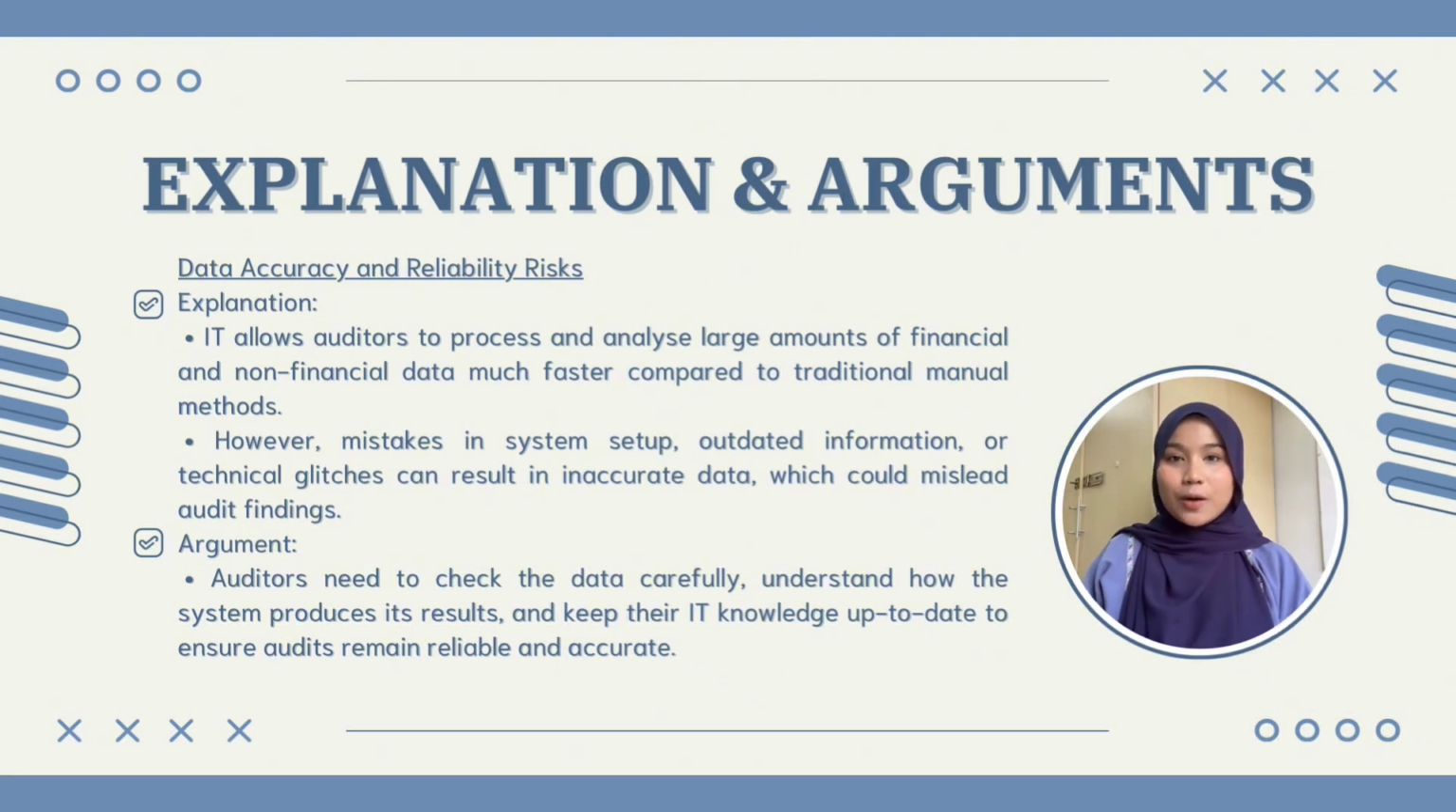Our first issue is about data accuracy and reliability risks. Information technology allows auditors to process and analyze large amounts of financial and non-financial data much faster compared to traditional manual methods. However, mistakes in system setup, outdated information, or technical glitches can result in inaccurate data, which could mislead audit findings. So the argument here is auditors need to check the data carefully, understand how the system produces its results, and keep their information technology knowledge up to date to ensure audits remain reliable and accurate.